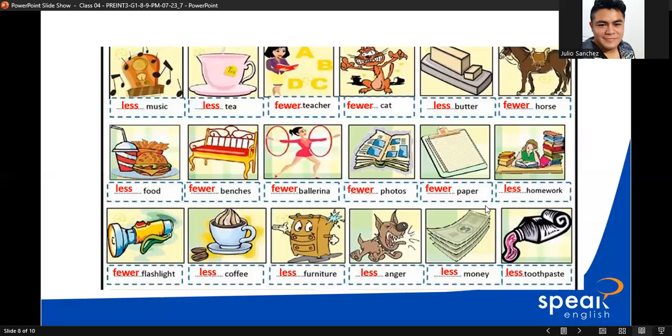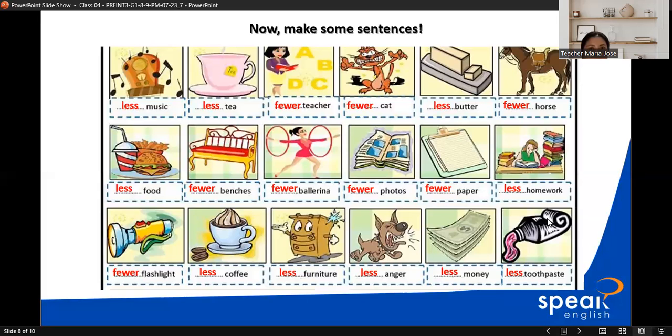Less. Excellent. Okay, so now that we have identified the different options, I want you to make a sentence. Remember that fewer and less are related to comparatives. We need to compare with some other thing. So let's create one sentence comparing, for example, the tea with something else. Remember, less than, fewer than. So let's begin. Let me see.